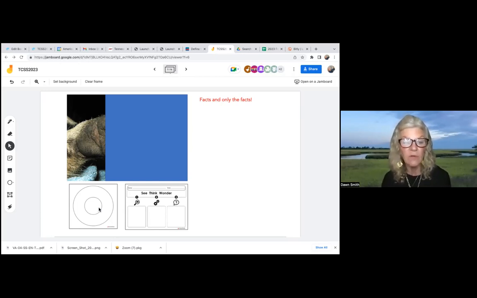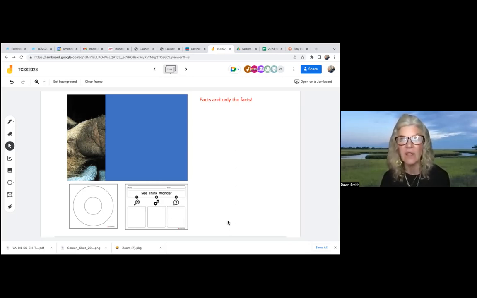And then we used one of two different kinds of graphic organizers, either a circle map where we could just list all the information. And then when we decide what it is, we'll put that name in the middle of that circle. But right now we're just going to do a brain dump of things we see. Or we could use a see-think model. And we start with, what do you see? Facts and only the facts. What do you think you're looking at? After we look at the whole image, what do you think you're looking at? And then finally, what questions do you have?